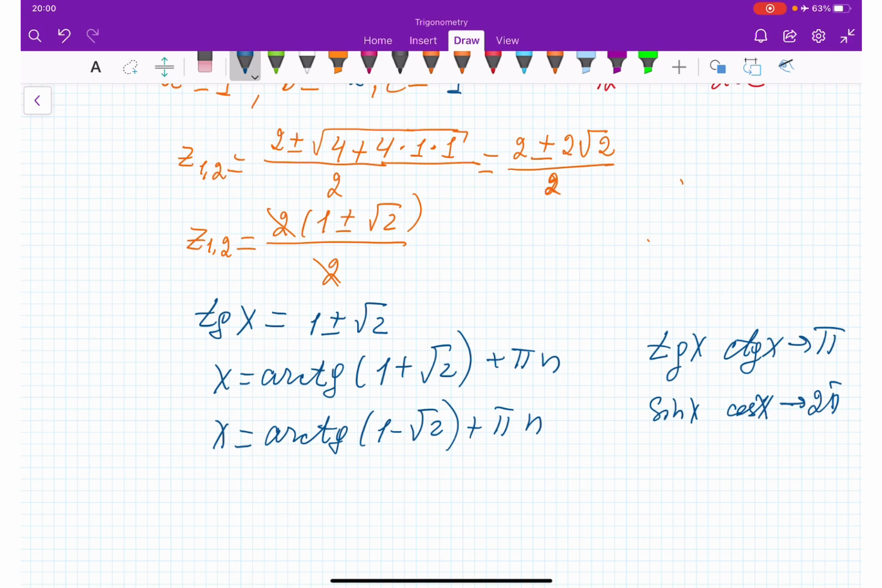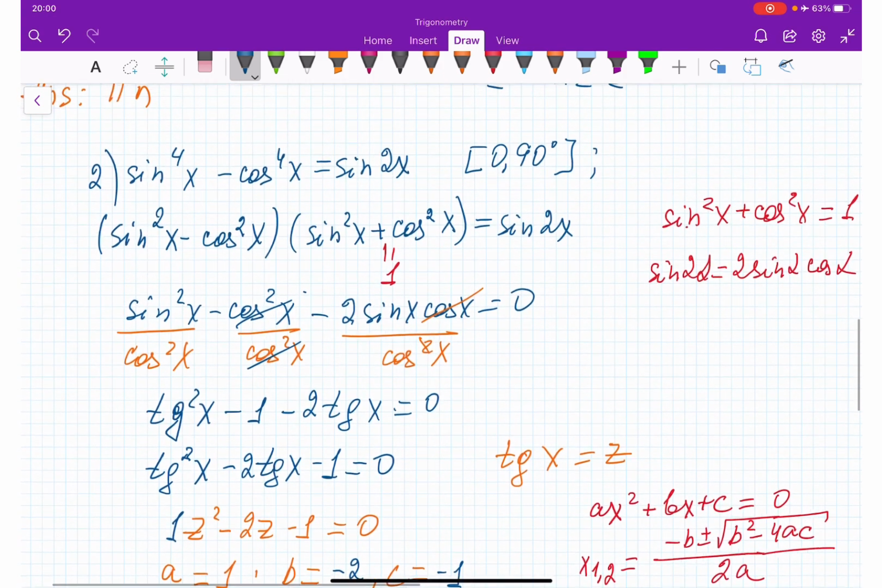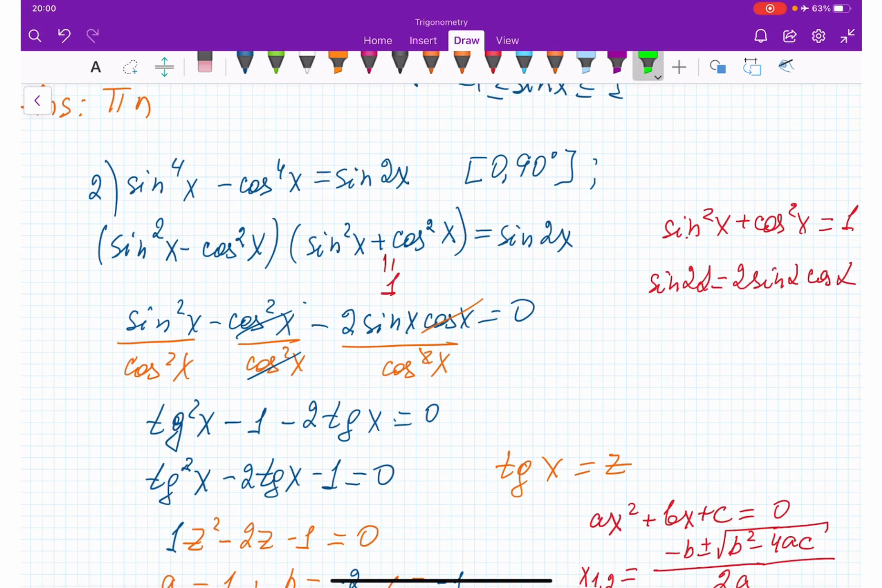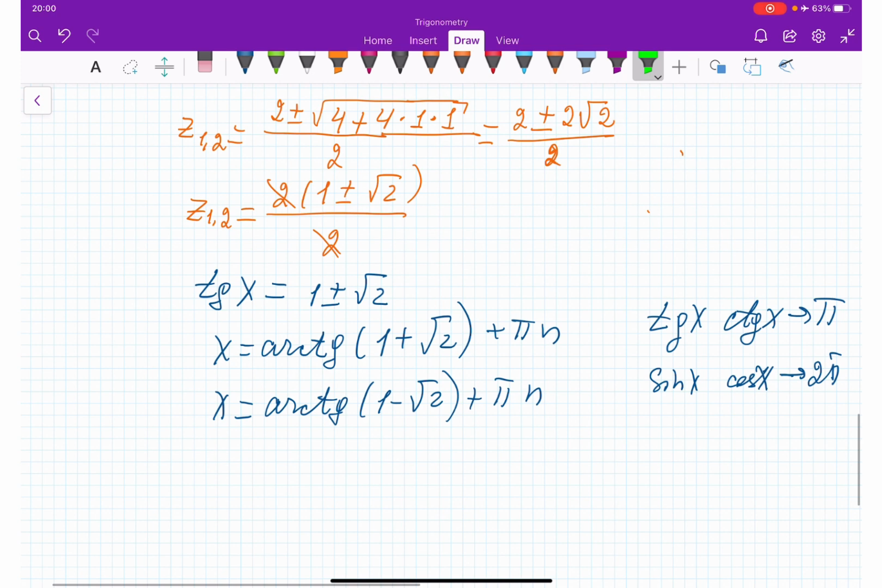But since the equation is limiting us to solve the problem within 90 degrees, if I put pi, 180, it will go beyond 90 degrees. Therefore, I'm going to drop this, and the rest is going to be my answer. So instead, I will write it this way.